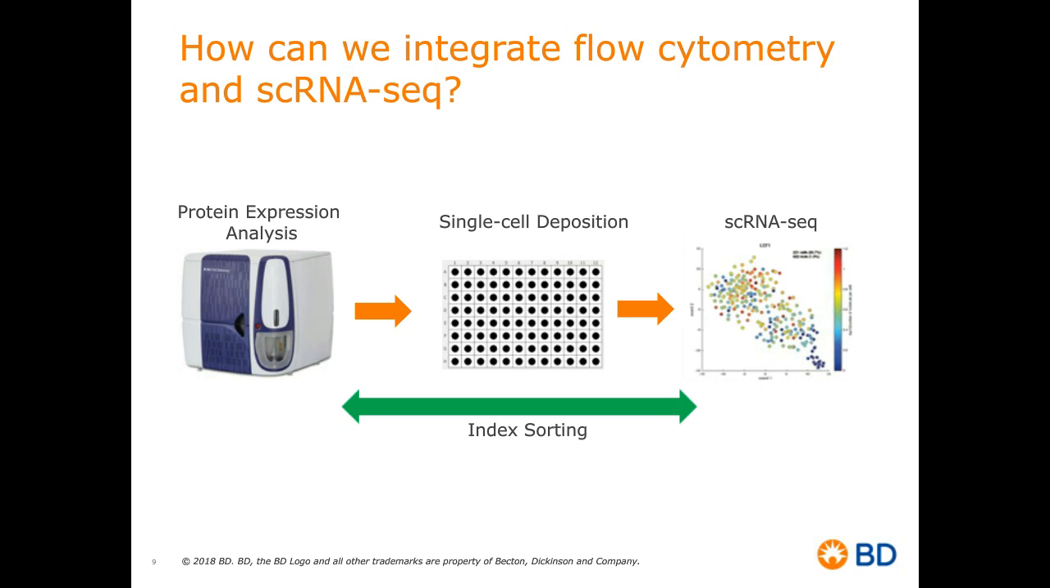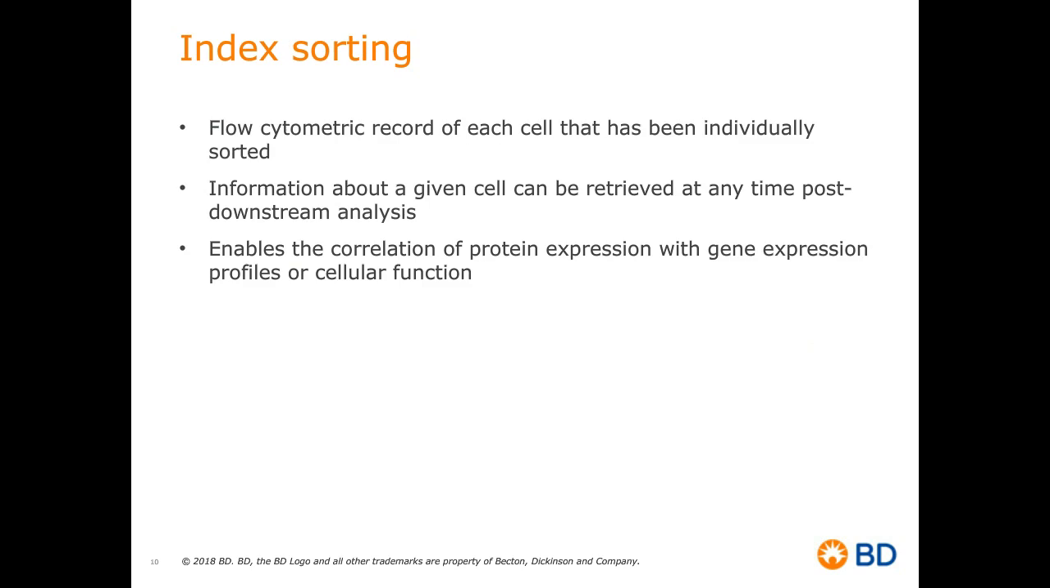So just to reiterate, index sorting is a flow cytometric record of each cell that has been individually sorted, and the information about the given cells can be retrieved at any time for downstream analysis. And this really enables the correlation of protein expression with gene expression profile or cellular functions. Today, we will focus specifically on gene expression analysis.